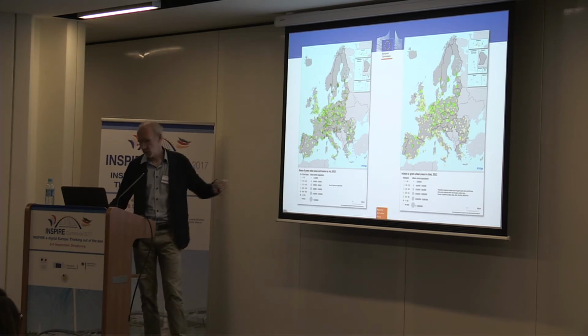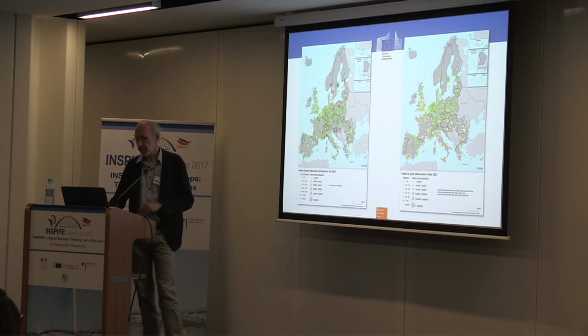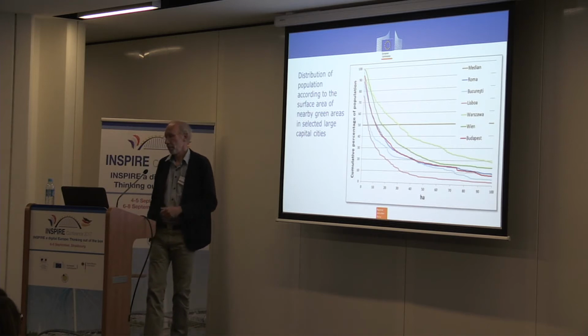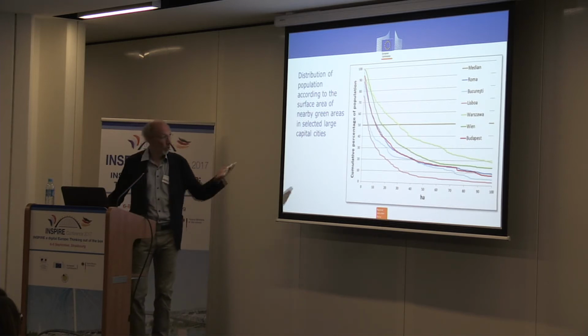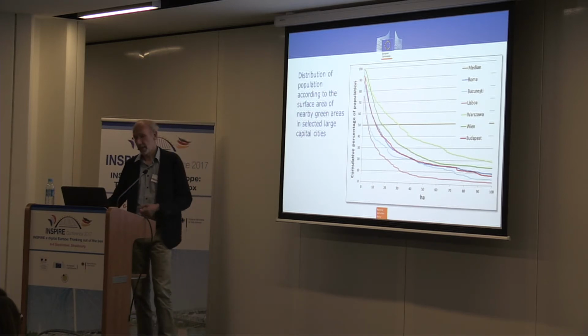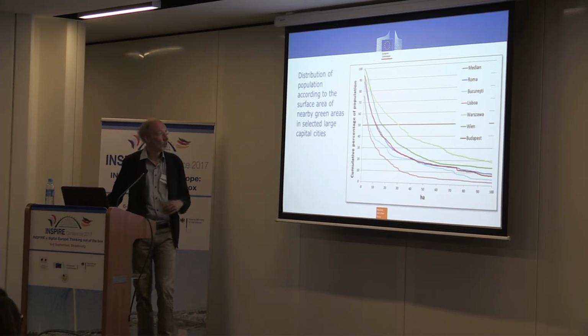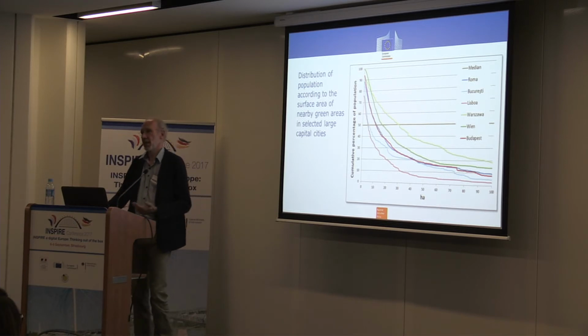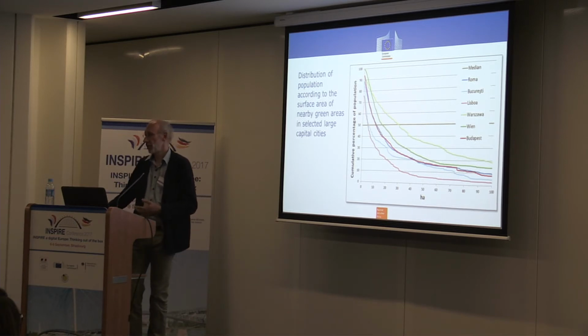Just skip those. These just illustrate the two indicators. The data also allow for the visualization of the distribution of population according to the surface area. And the slower the slope goes down, the more equitable the distribution of green urban areas in relationship to population is.